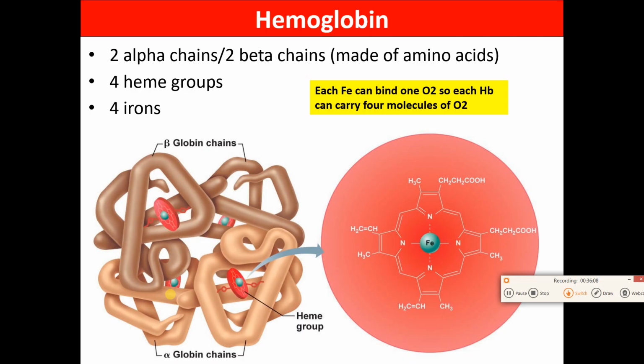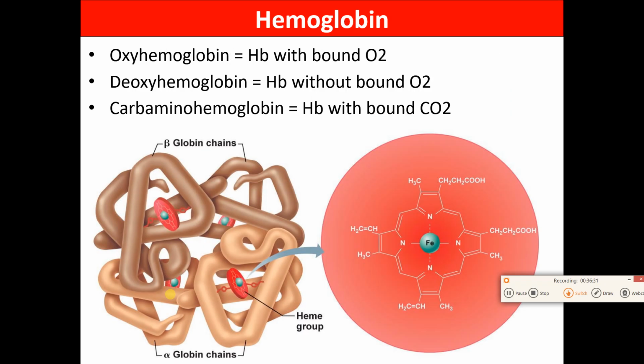Now you might have 250 million hemoglobins in a red blood cell. So if you have 250 million hemoglobins in a red blood cell, times that by 4, you could carry 1 billion oxygen molecules. Crazy numbers we're dealing with here. Okay, now if hemoglobin has oxygen attached to it, we refer to it as oxyhemoglobin. If hemoglobin does not have oxygen attached to it, we refer to it as deoxyhemoglobin.